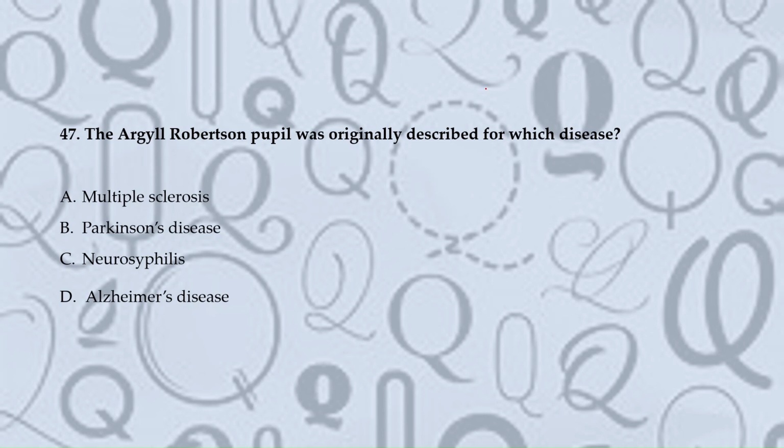So the Argyll-Robertson pupil was originally described for which disease? So this is a repetition now. It was described way back in the late 1800s, and it was known as the prostitute's pupil because it was observed in tertiary syphilis or Tabes dorsalis. The Argyll-Robertson pupil, remember, accommodation reflex present. You can easily remember it as a cause for light near dissociation.